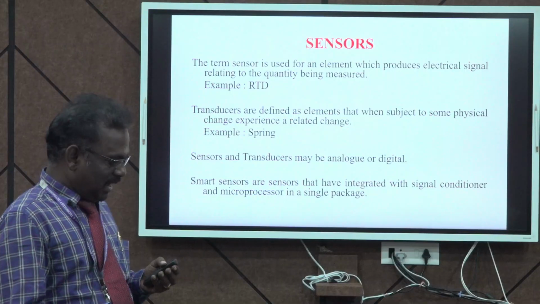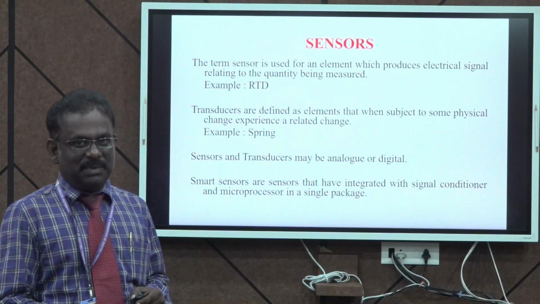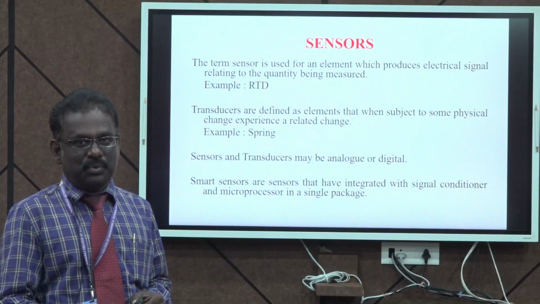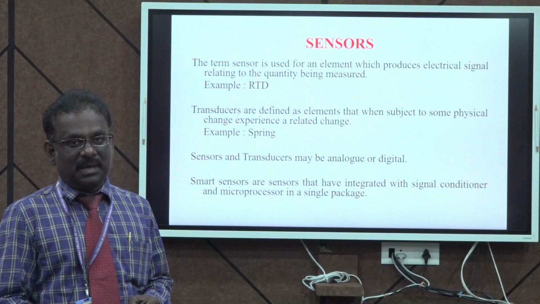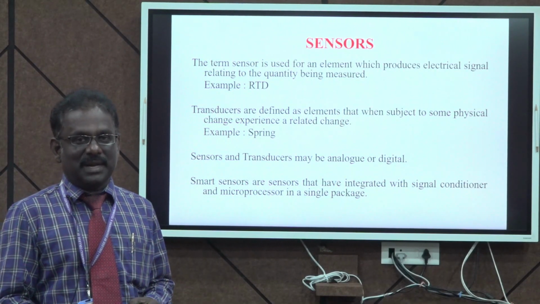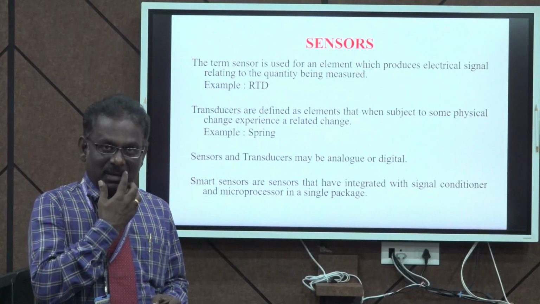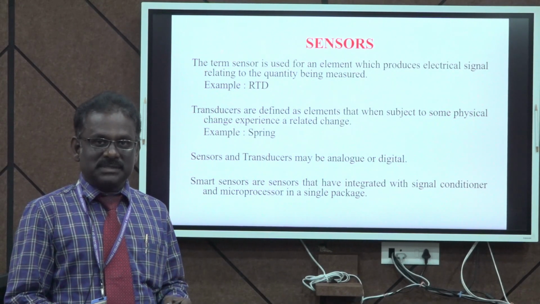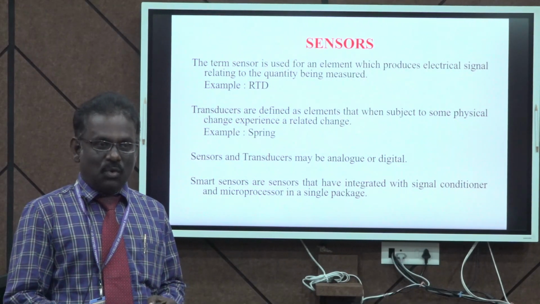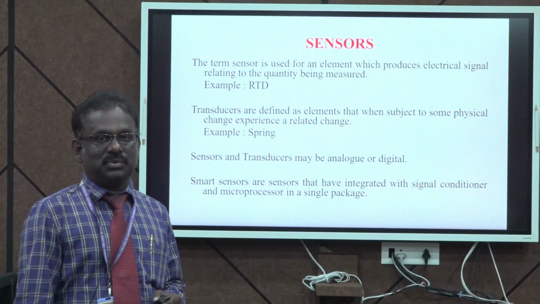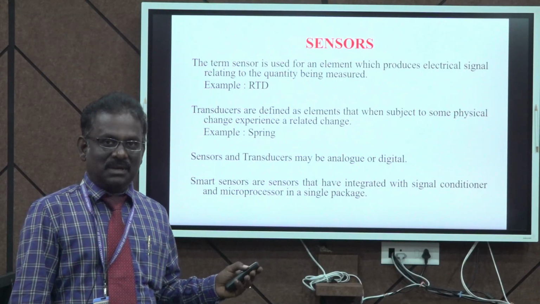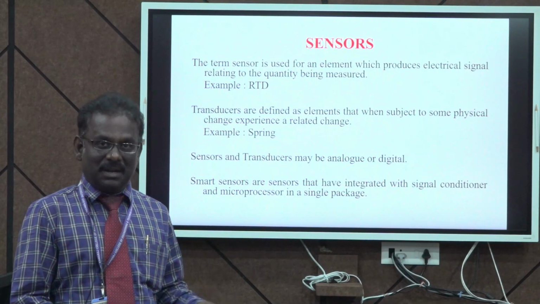The sensors as well as transducers may be analog or digital. Based on the nature of the output generated by the sensor or transducer, we can classify it as an analog one or a digital one. If the output is analog, that means the output is changing with respect to time, a continuously varying parameter, then the sensor or transducer is called analog.